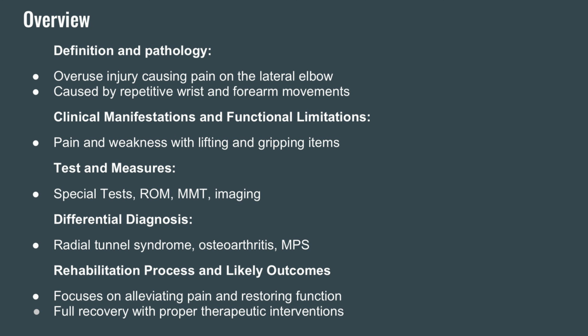And here's an overview of everything that was discussed. We went over the definition of pathology. We know that lateral epicondylitis is an overuse injury that causes pain of the lateral elbow. It's due to repetitive wrist and forearm movements. Clinical manifestations and functional limitations: there's going to be pain and weakness with lifting and gripping items. We went over the special tests, range of motion, and imaging and manual muscle tests, differential diagnosis with radial tunnel syndrome, osteoarthritis, and MPS. And then with the rehab process and the outcomes, we focus on alleviating the pain and restoring muscle function. And if therapy goes well, they should be able to recover with therapeutic interventions.